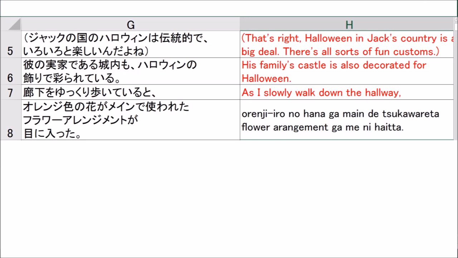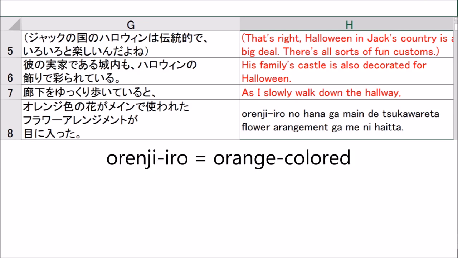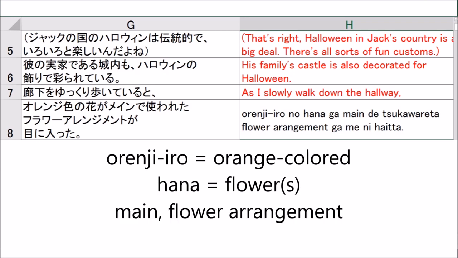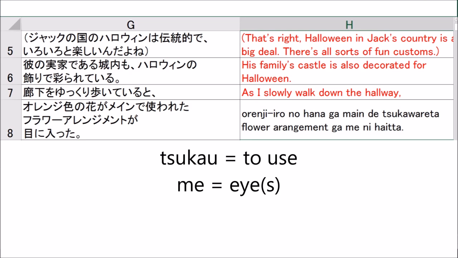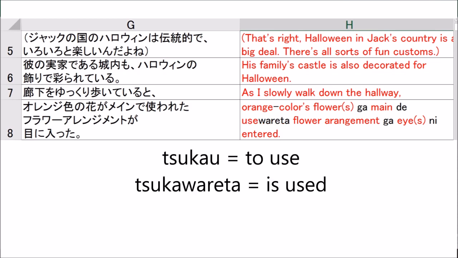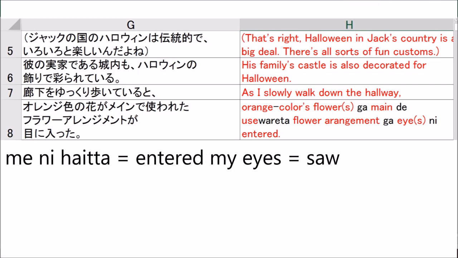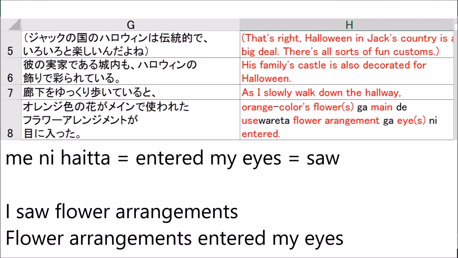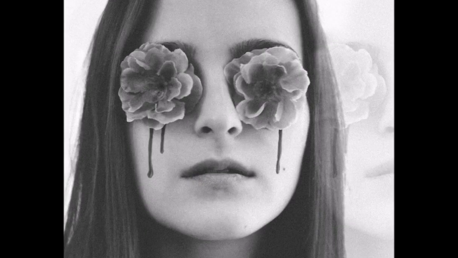Finishing that thought, we have orenjiro no hana ga main de tsukawarete ita flower arrangement. Yeah, I misspelled that. Ga me ni haitta. Orenjiro literally means orange-colored. Hana means flowers, plural is implied here again. Main and flower arrangement are already in English. Tsukau is to use, me is eyes, again, plural implied, and haitta is entered. So, since tsukau is in the form tsukawareta, it's the same as with irodorareru. Yep, passive tense. So, "is used." The phrase "entered my eyes" is an idiom for "saw," so I saw flower arrangements instead of "flower arrangements entered my eyes." That sounds like a horror movie.